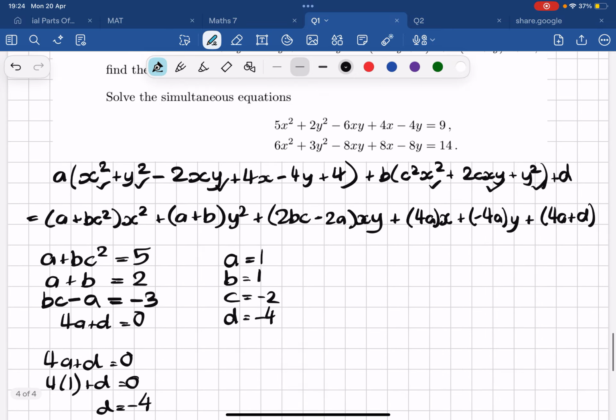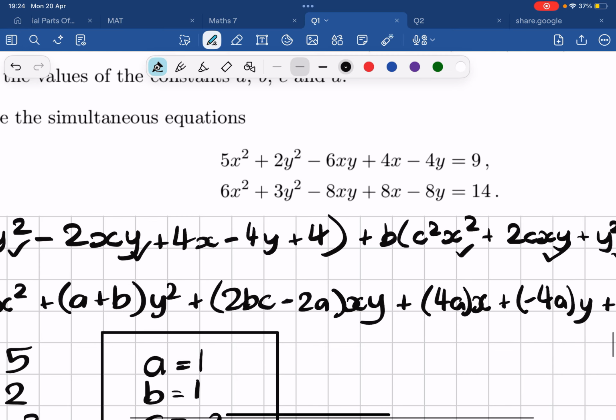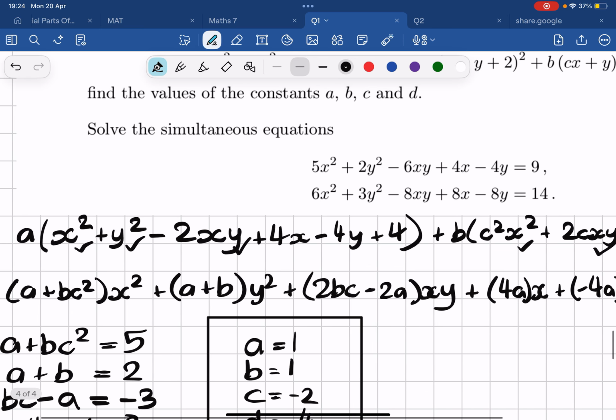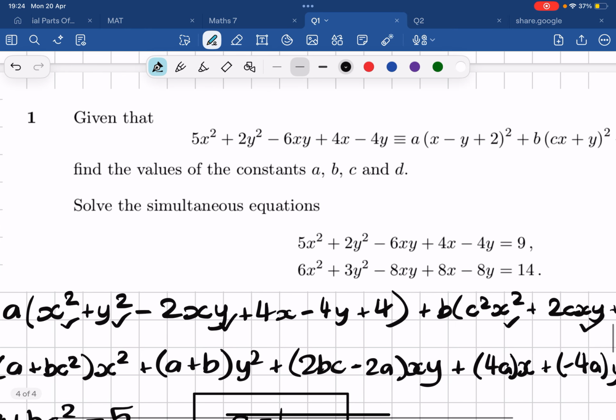Now that we've got our values for a, b, c and d, we can just sub them in. Actually, we don't even need to sub them in. We can just put a box around it, and that's our first part done. Now for part 2, solve the simultaneous equations. With this, I'm obliged to think that this in its factored form will have a similar format to the first equation. The reason being is that will probably allow us to cancel quite nicely.